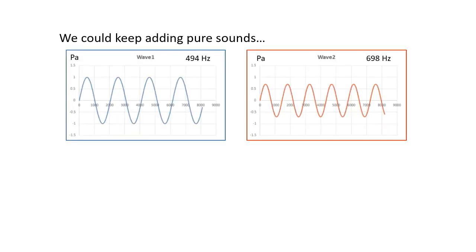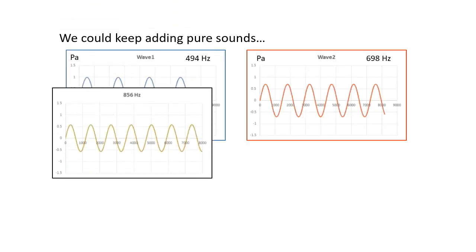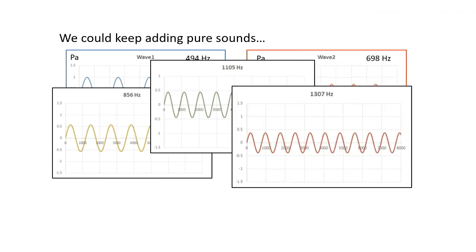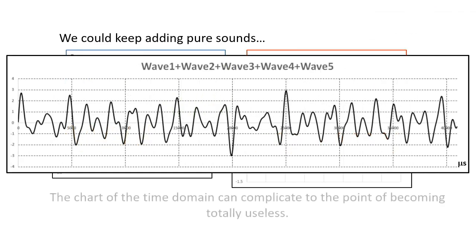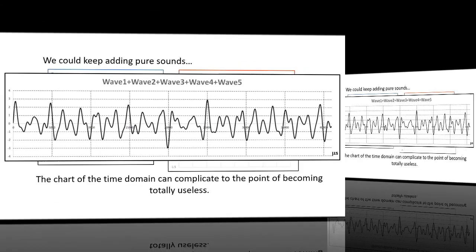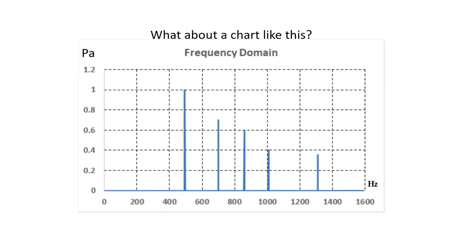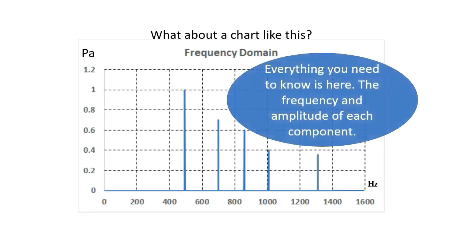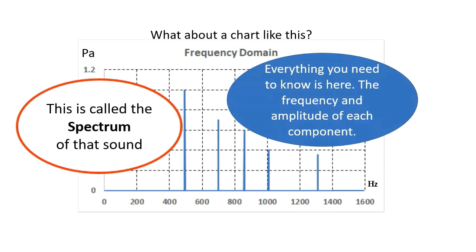We could keep adding sounds. The time chart complicates to the point of becoming totally useless. What about a chart like this? Everything you need to know is here. The frequency, the amplitude of each component, all of it. This is called the spectrum of that sound.